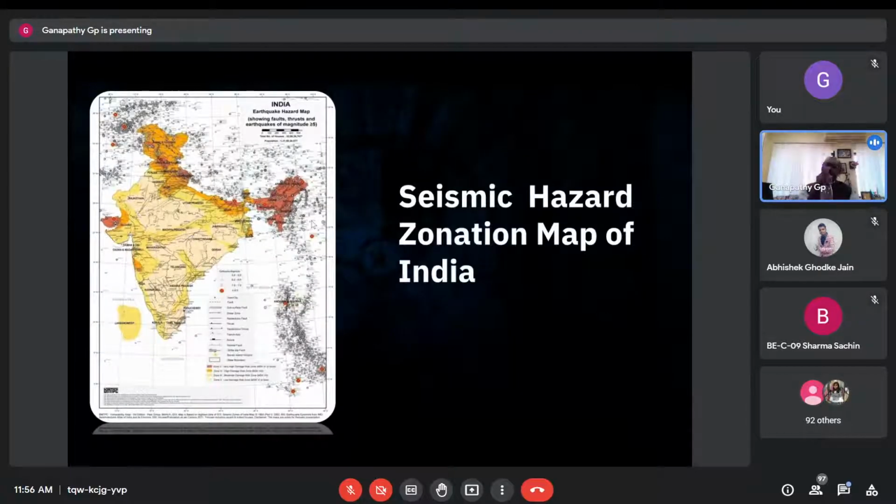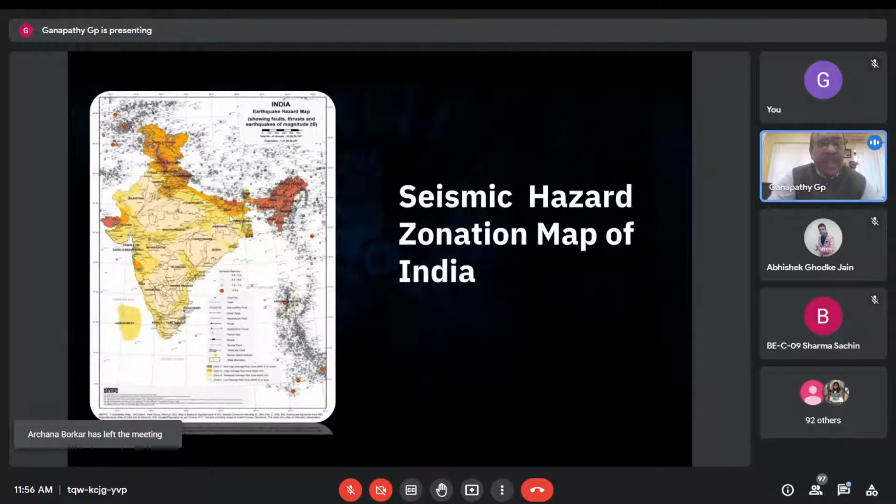Okay. So what we have currently in India are different hazard maps. This is the seismic hazard zonation map of India. What it shows is the severity of the earthquake hazard in India. The light color here is zone 2, light orange is zone 3, dark orange is zone 4, and red is zone 5.